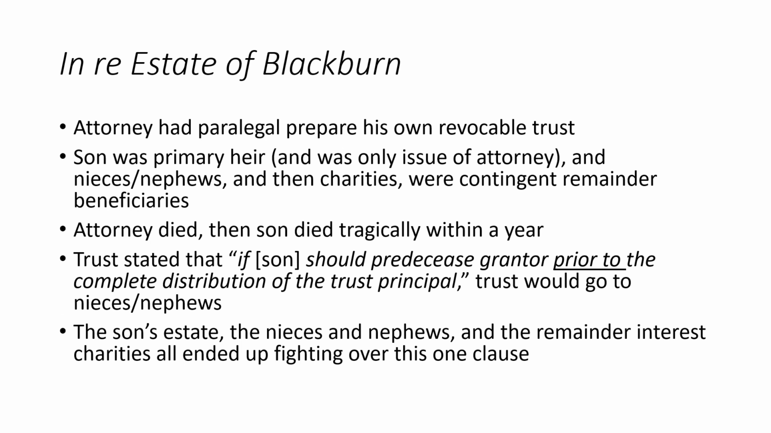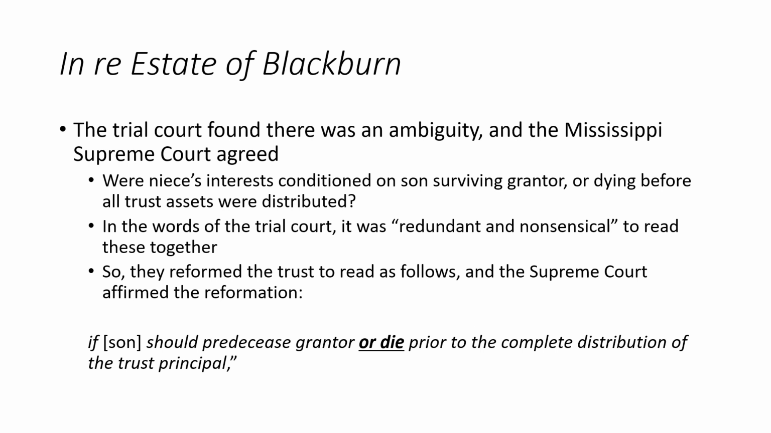So the trust had started to be administered but wasn't fully administered, and there was a line in the trust that stated if the son should predecease the grantor prior to complete distribution of trust principal, then the trust would go to the nieces and nephews. Now, you may have picked up on the error there, and you may not have, but we'll look at it in a second. But in the meantime, the son's estate and the nieces and nephews and the remainder interest charities all ended up fighting over this one clause, and it went all the way to the Mississippi Supreme Court. And luckily, the Mississippi Supreme Court approved the trial court's remedy of reforming the trust.